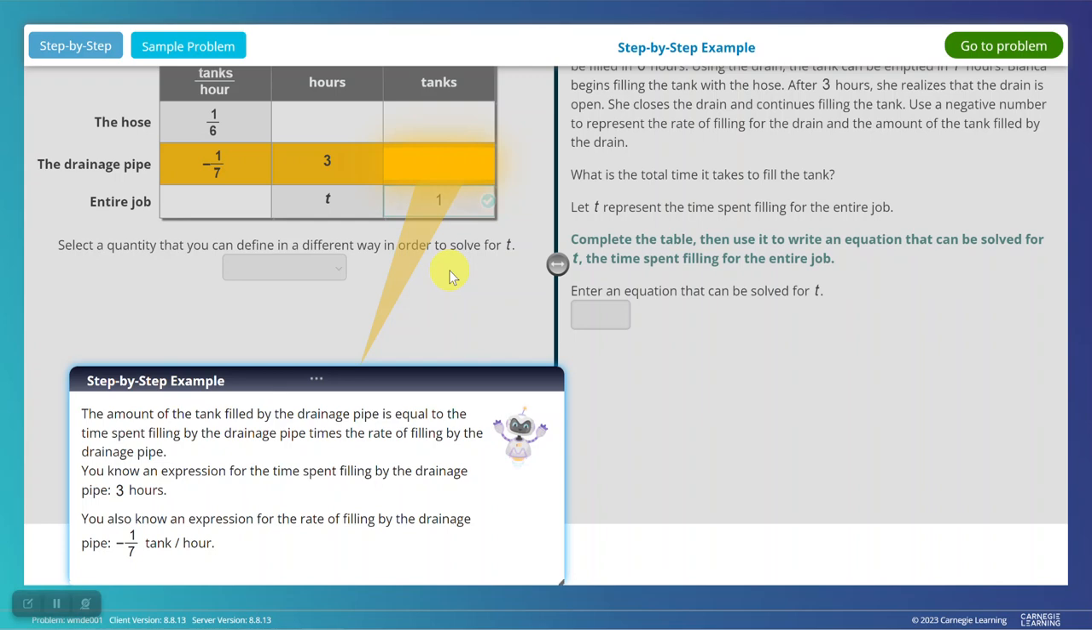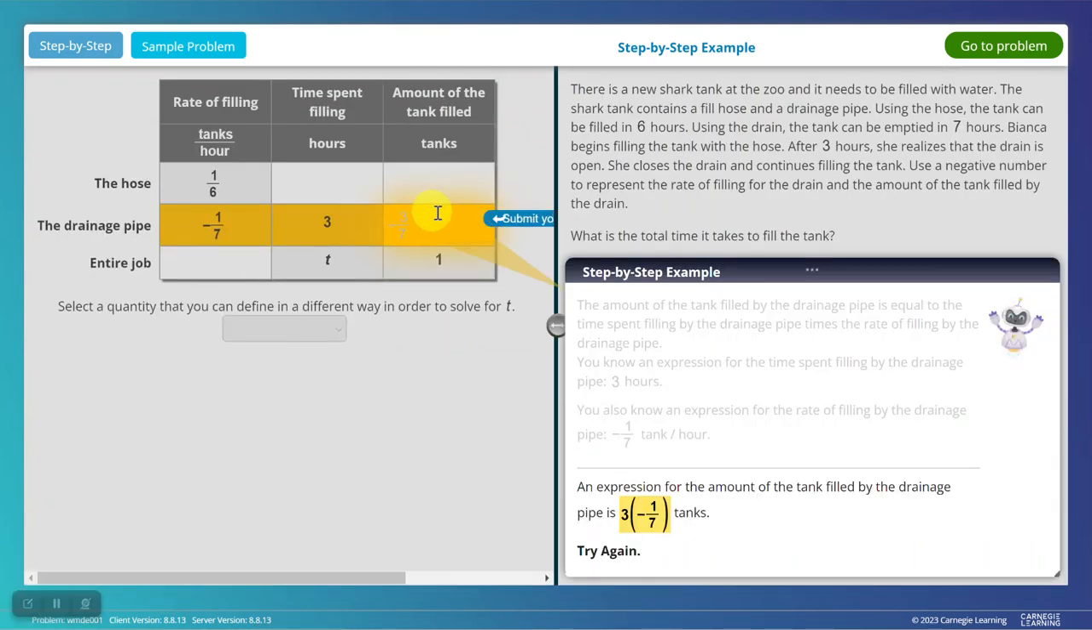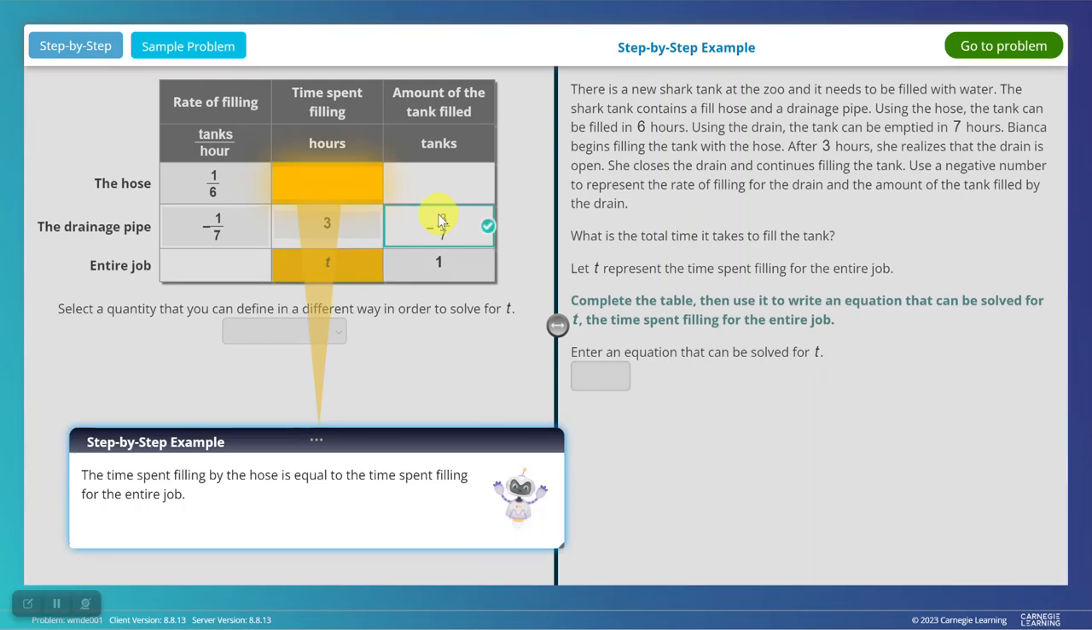The amount of the tank filled by the drainage pipe is equal to the time spent filling by the drainage pipe times the rate of filling by the drainage pipe. We know an expression for the time spent filling by the drainage pipe, 3 hours. You also know an expression for the rate of filling by the drainage pipe, which is -1/7 tank per hour. Okay, so if we multiply 3 times -1/7, we get -3/7.